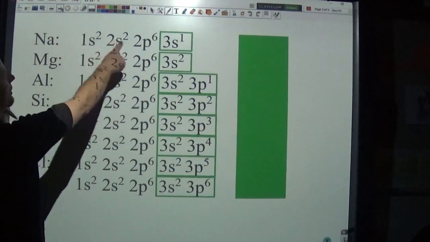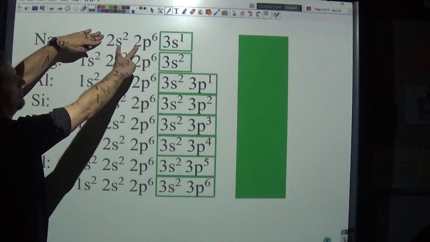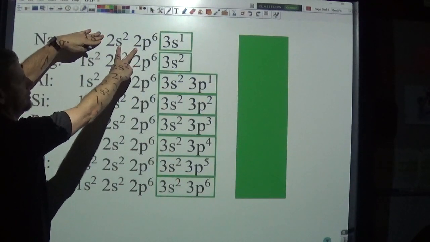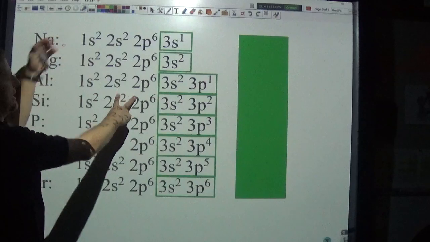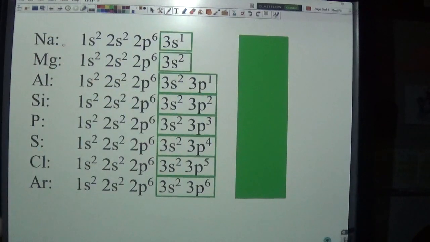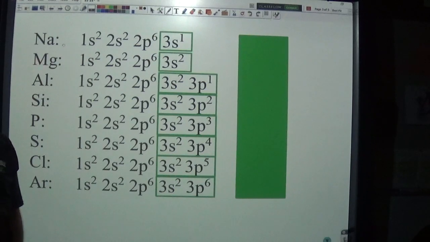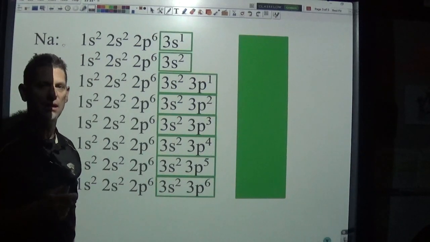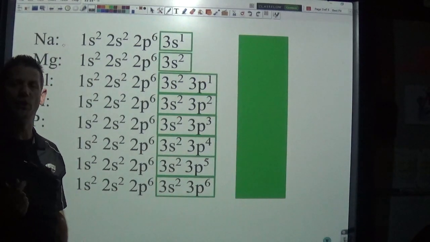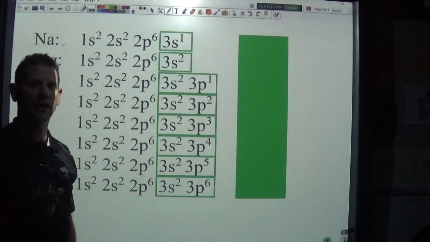Sodium had 8 in the 2nd energy level. All of these have 8 in the outer energy level. So what ends up happening is we can use this electron configuration idea in order to help us figure out what the charge is going to be on the ion.